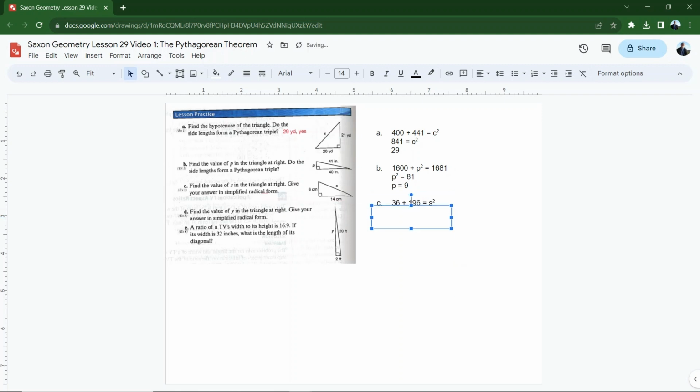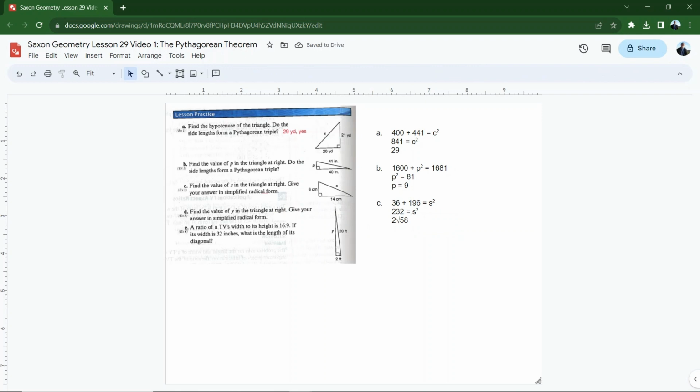The setup is the same. 36 is 6 squared. 196 is 14 squared. I do a squared plus b squared equals c squared. In this case, it's s squared. I'm going to add those numbers together. 36 plus 196 is 232. That is not a perfect square, but it is divisible by 4.